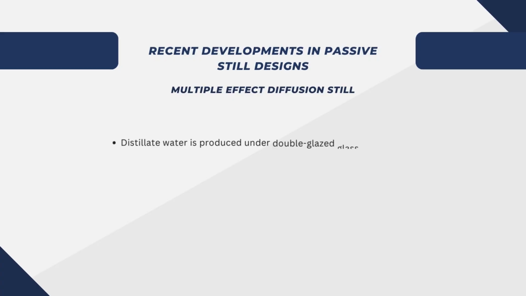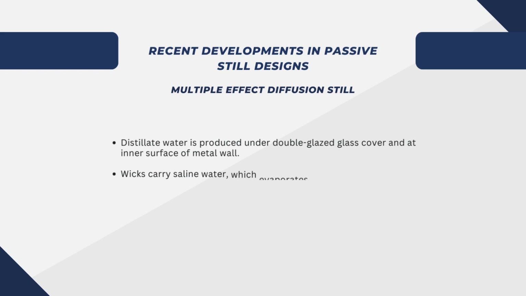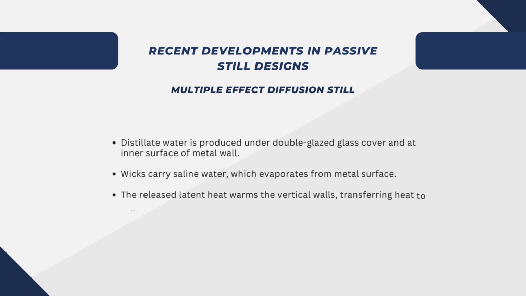As you can see, there are vertical walls of metal; on the outside there are wicks which are mounted, and inside there is a cooler surface. In this case, the distillate output is generated through condensation occurring both beneath the double glazed glass cover and also on the inner surface of the vertical metallic wall, on the other side of which there are wicks on which water flows to keep it cool. On the opposite side of this wall, wicks transport saline water.